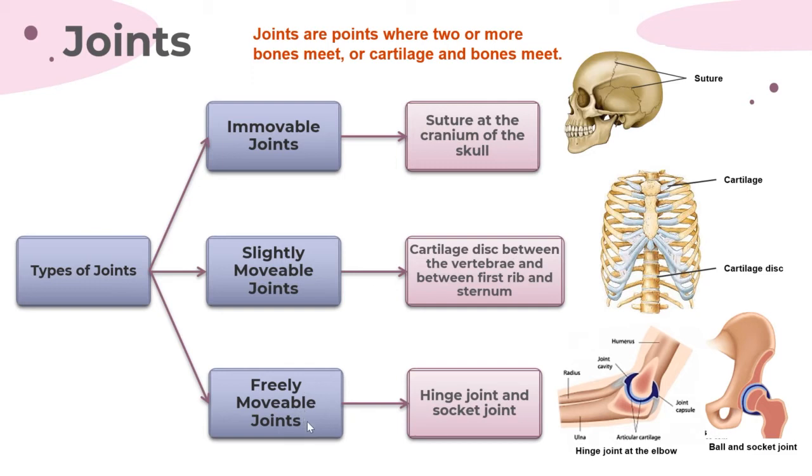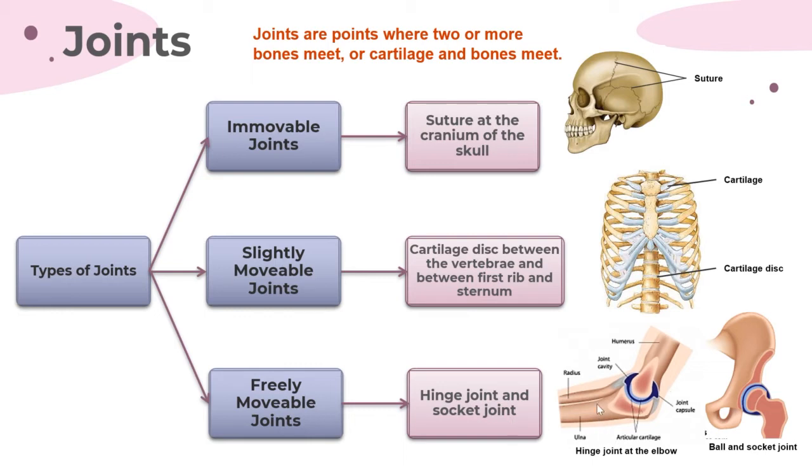The last one is the freely movable joint. It is a joint that allows free movement. Examples are the hinge joint and the ball and socket joint. In freely movable joints, there are two types: the hinge joint and the ball and socket joint.